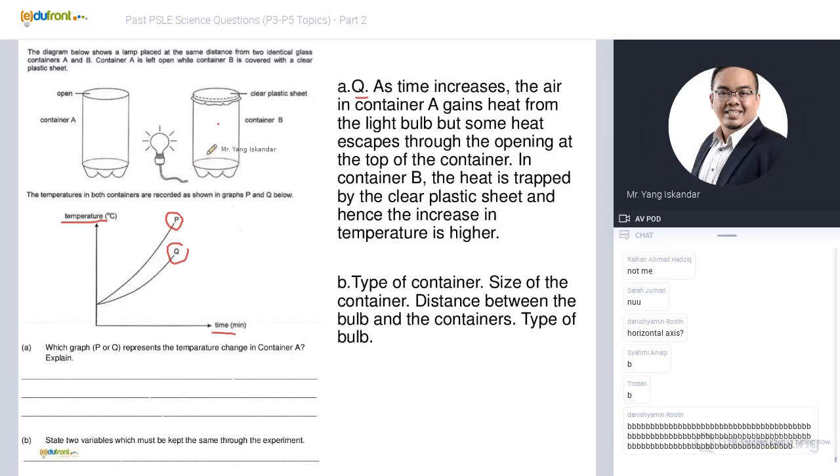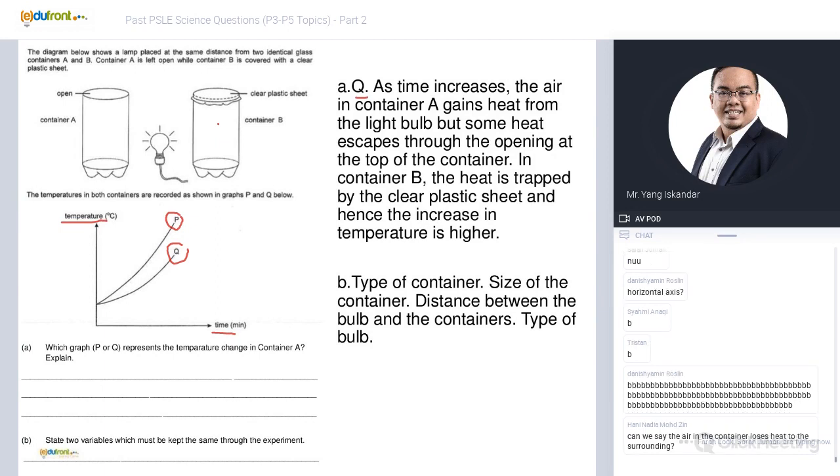Why? Because even though in container A and B, both the air inside gains heat, the heat is gained much faster in container B. The air in container A gains heat from the light bulb, but some heat escapes. You can see here, the heat is able to escape through the opening on the top of the container. In container B, the heat is trapped by the clear plastic sheet, and hence the increase in temperature is higher. Okay, everybody got that? Danish?